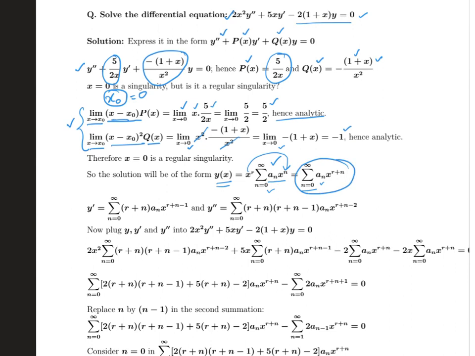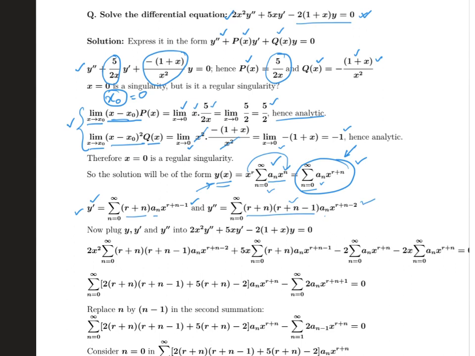So what I'm going to do is take the first and second derivative of it. Remember, we are making the assumption that this is the solution to this differential equation with singularity. The first derivative of y is going to be just this: r plus n times a sub n x to the power r plus n minus 1. The second derivative would be taking the derivative of y prime, and that's going to give me this term. It's pretty straightforward: (r plus n) times (r plus n minus 1) times a sub n times x to the power r plus n minus 2.